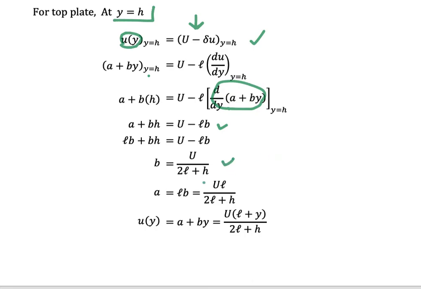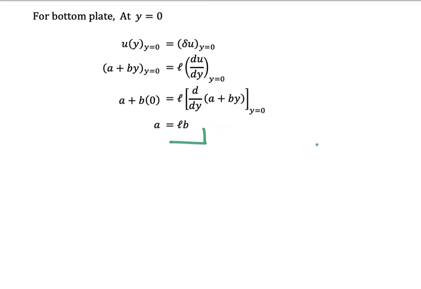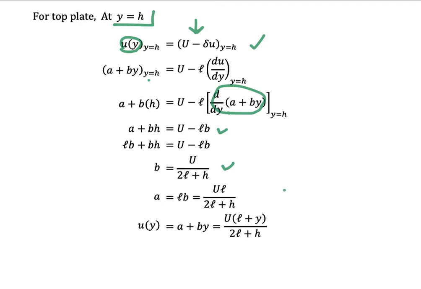And then the value of b here is substituted into the previous equation, which is this one. Then we have these terms, and we could get the value of b and the value of a. Then we could substitute into the final equation, a plus b y, and finally you will get u(y) equal to U in brackets, (L plus y) over (2L plus h).